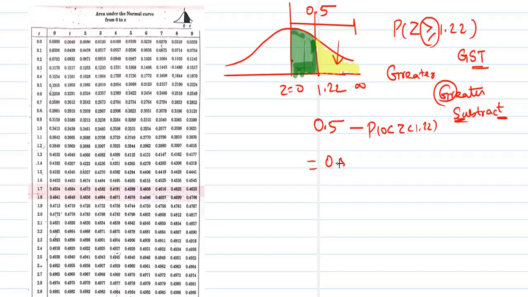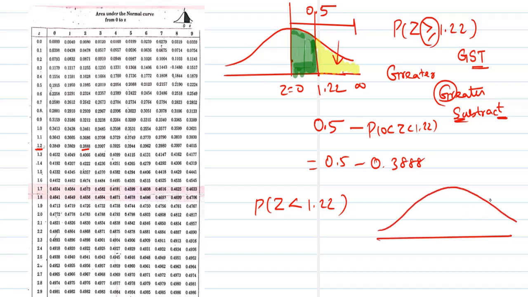So for 0.5 minus 1.22, where is my 1.2? 1.2 and 2. So it is going to be 0.3888, you subtract. But suppose you want probability of z less than the value of 1.22. Now in this case, you can see that this is going to be 1.22. This is going to be your z equal to 0. So where is our less than portion? Less than portion is over here entirely. This is going to be my less than area.